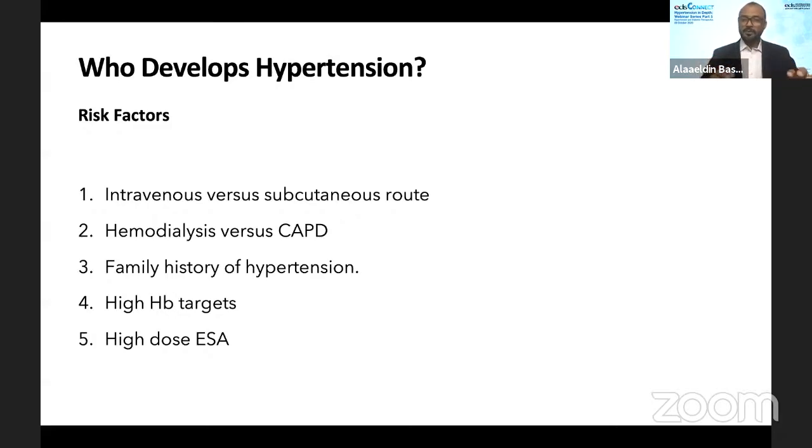And it's important to know that generally, nephrologists try to keep the hemoglobin not at a very high level. They try to just correct the hemoglobin to around 10 grams per deciliter, because a higher target of hemoglobin is associated with higher chances of developing hypertension. And using a higher dose of erythropoietin stimulating agents is associated with higher chances of developing hypertension.